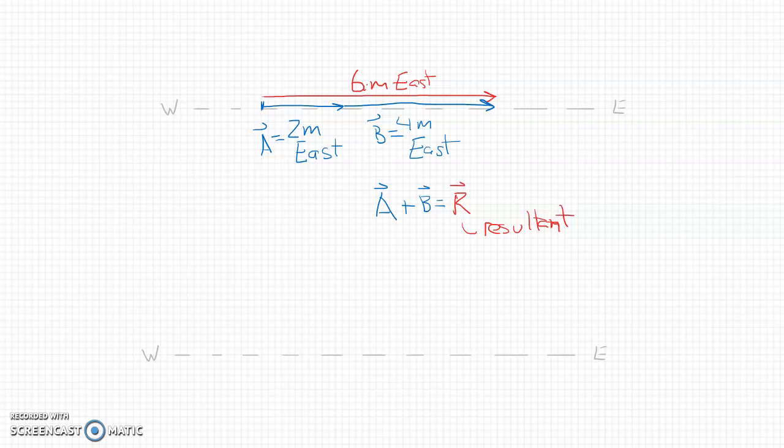Let's take those similar vectors. Let's take a 2 meter east vector. So this is 2 meters east. We'll call that vector A. And then from this point, we actually go back 4 meters to the west. So this is going to be vector B, and vector B is 4 meters west.